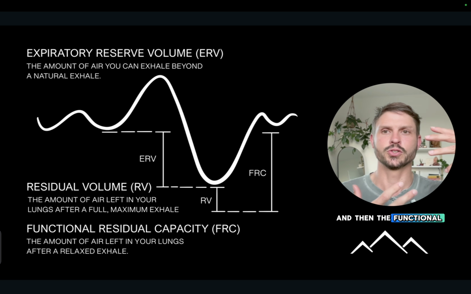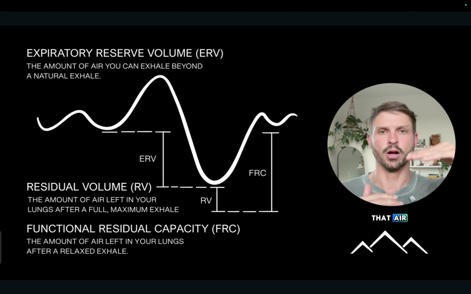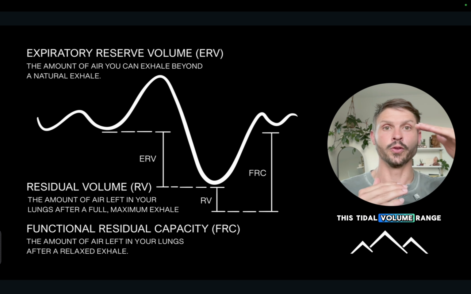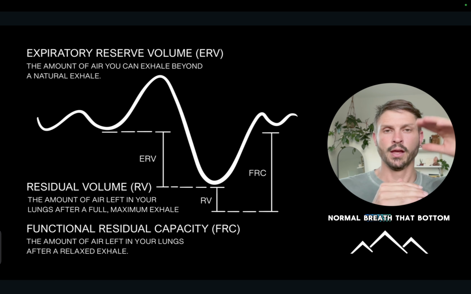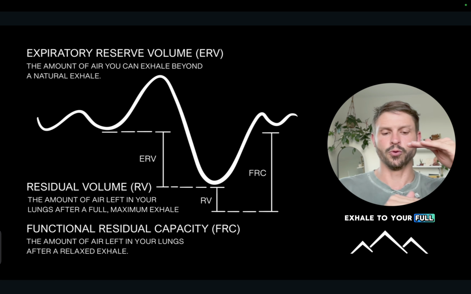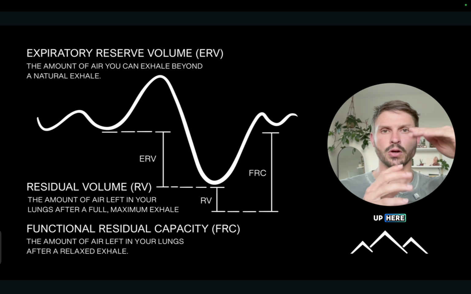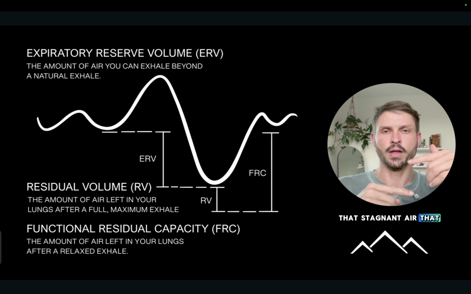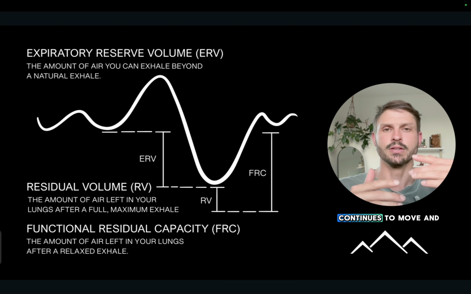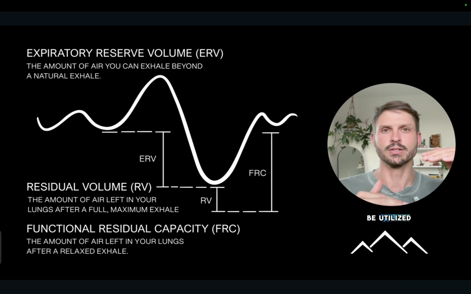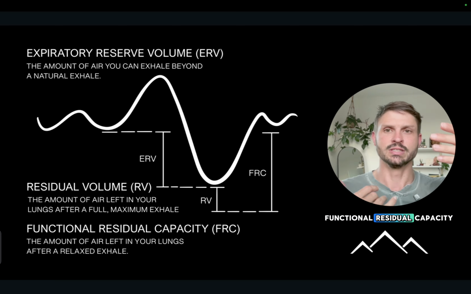And then the functional residual capacity is how much of that air, whenever you're breathing in this tidal volume range, normal breath, that bottom exhale to your full bottom of the breath capacity, even though you're breathing up here, that stagnant air that remains in your lungs continues to move and be utilized. So that's called your functional residual capacity.